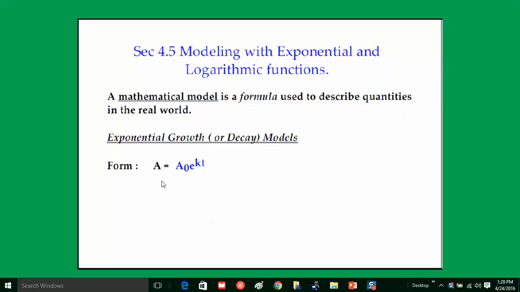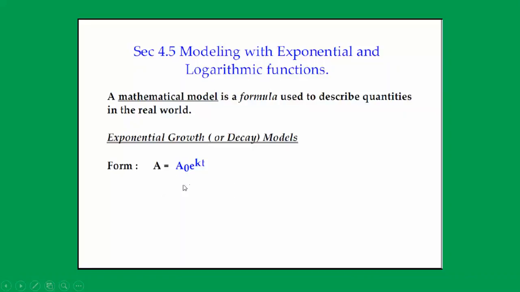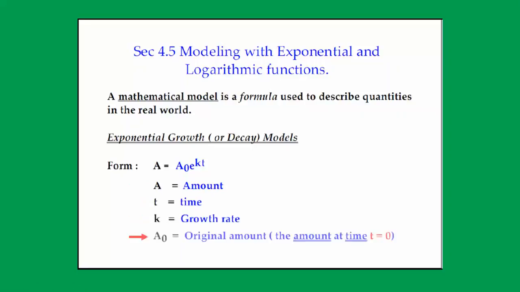And here you see the format is A is equal to A sub 0 e to the kt, where in this formula, A represents the amount, t represents the time, usually in years. k represents the growth rate, and A sub 0 represents the original amount, the original quantity. So that's the amount at time t equals 0, so you can think of that as the time when the clock is turned on.